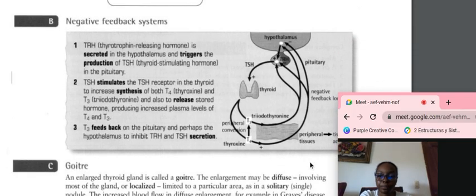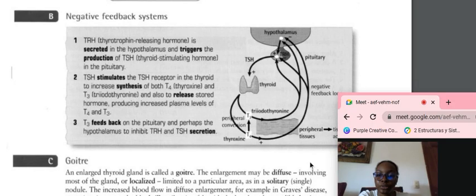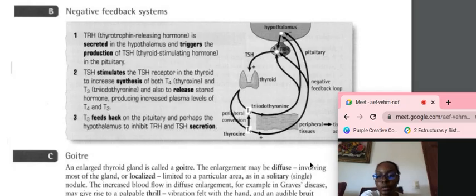Negative feedback system. TRH, thyrotropin releasing hormone, is secreted in the hypothalamus and triggers the production of TSH, thyroid stimulating hormone, in the pituitary. TSH stimulates the TSH receptor in the thyroid to increase synthesis of both T4 and T3, and also release stored hormone, producing increased plasma levels of T4 and T3. T3 feeds back on the pituitary and perhaps the hypothalamus to inhibit TRH and TSH secretion.